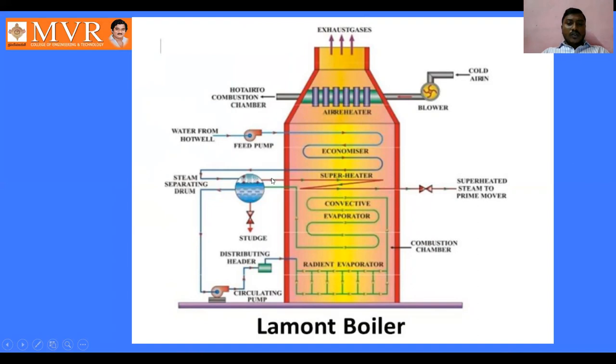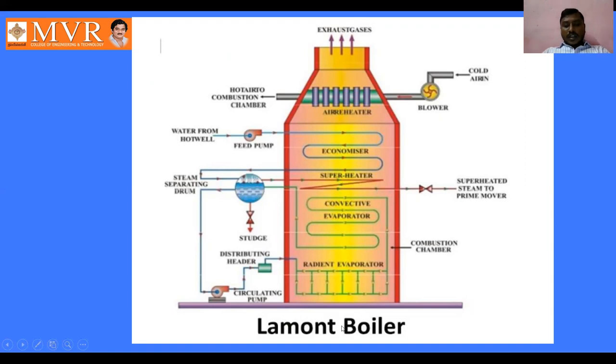From here it enters the convective evaporator, and the feed water coming from the economizer enters the circulating pump, which transfers it into the distributing header. From the distributing header it enters the radiant evaporator, and from the radiant evaporator it enters the superheater and gets superheated, and again it is transferred into the turbine as superheated steam to the prime mover.